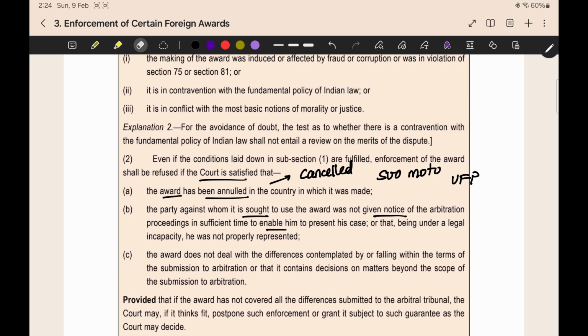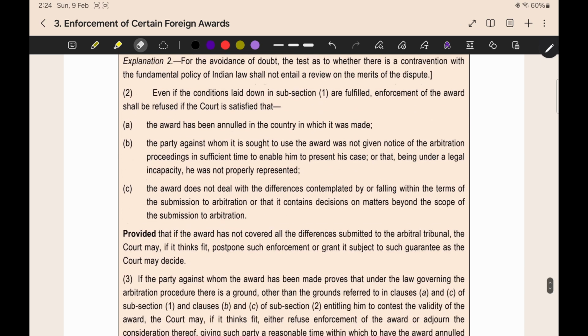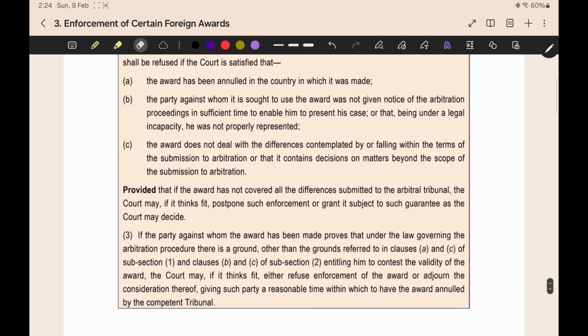He was not given sufficient time to present the case. He was under a legal incapacity. Same reasons for the unfavorable party. Award does not deal with differences contemplated or falling within the terms of the arbitration. Award contains decisions beyond the scope of the arbitration. Same like that, award contains beyond scope decision. Then also the court can refuse the enforcement of the award.